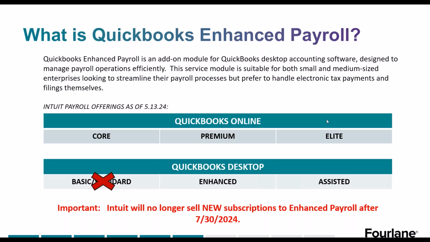One really important note here: Intuit will no longer be selling any new subscriptions to Enhanced Payroll after July 30th. So as of July 31st, if you haven't subscribed already, you will not have that option. You'll be going into Assisted. So if this is something that you think would be a good fit, now is the time to jump on that. If you're already in it, you don't have to worry. They're going to continue to support it, at least my understanding is through the 3 years. It typically supports each version, but it will not let you buy a new one.